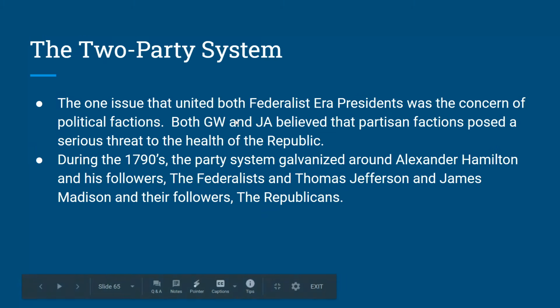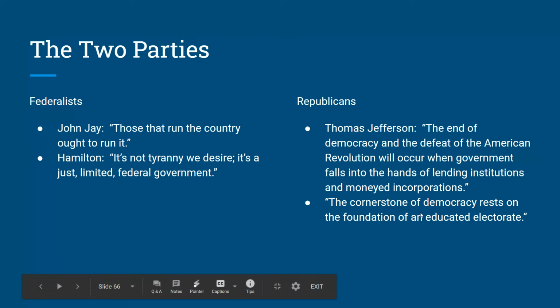So the one issue that united both Federalist era presidents was the concern of parties. Both Washington and Adams believed that partisan factions posed a huge danger to the health of the republic. But unfortunately, during the 1790s, the party system did galvanize around Hamilton and his followers, the Federalists, and Jefferson, James Madison, and their followers, called the Republicans.